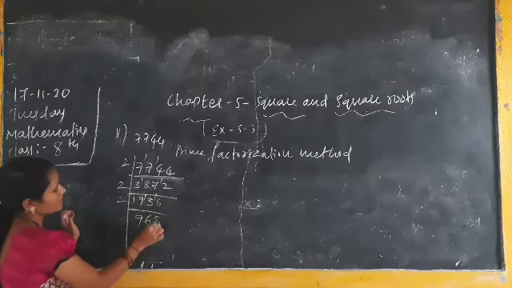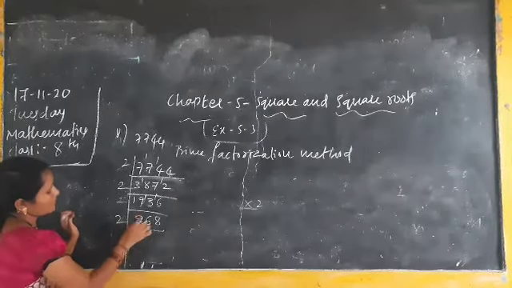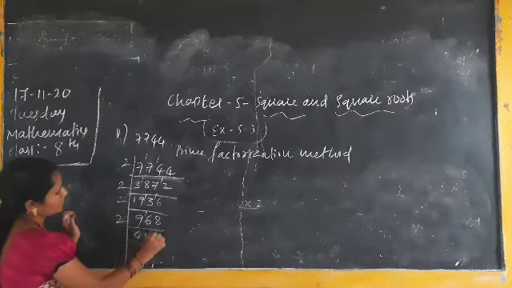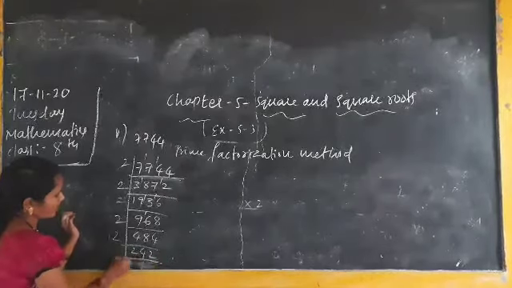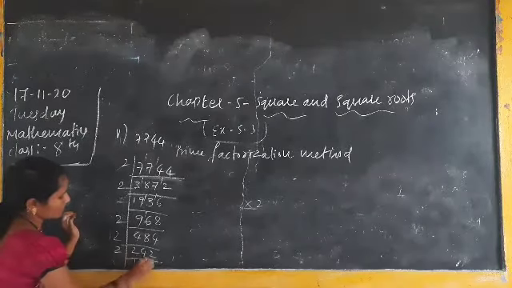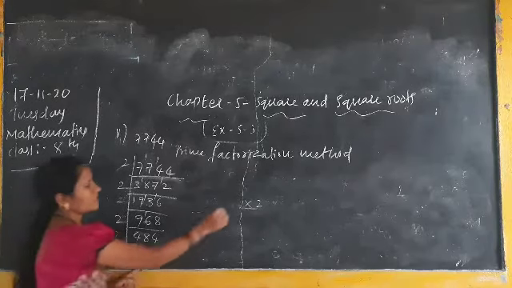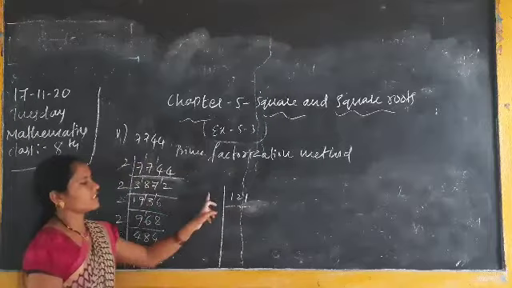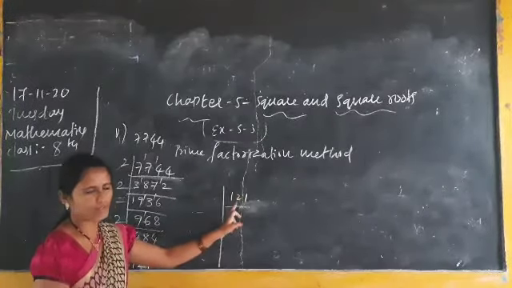Here 1. 2 8s are 16. Next 2 4s are 8, 1 left. 2 8s are 16. Next 2 4s are 8. Next 2 2s are 4. Next we are getting 2 1s are 2. 121 is there. See here, 121 is not divisible by 2. Next 3, say take here 3 4s are 12, here 1 left. Here we need 0. Like that you should choose.